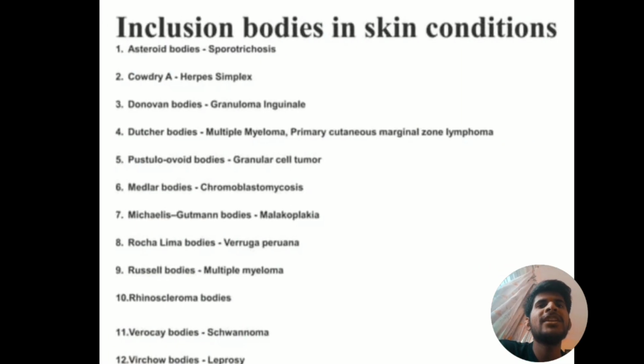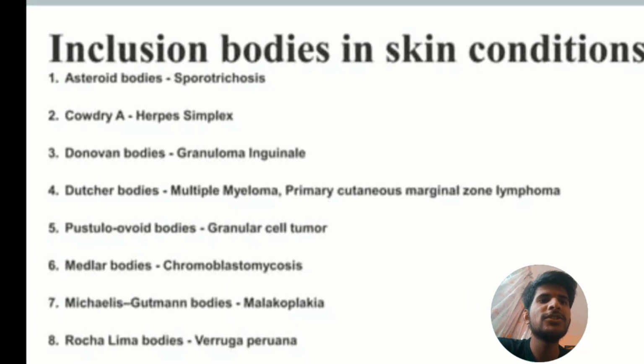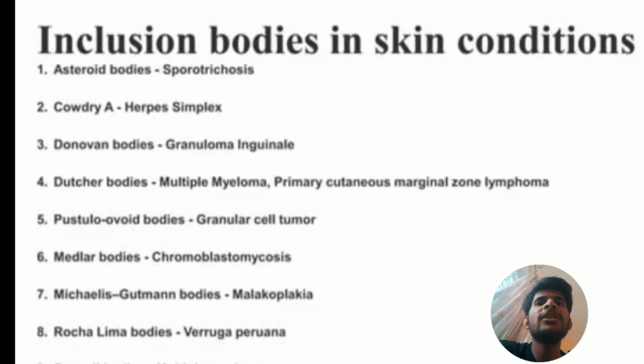Next coming to the inclusion bodies in skin conditions. Inclusion bodies in skin. Next I will zoom. First of all we will see that is asteroid bodies. Asteroid bodies seen in sporotrichosis by Sporothrix schenckii. It is in microbiology, and you can see asteroid bodies. They are star shaped deposition. Next is Cowdry type A, that is seen in herpes simplex.